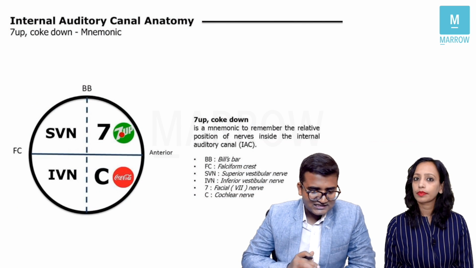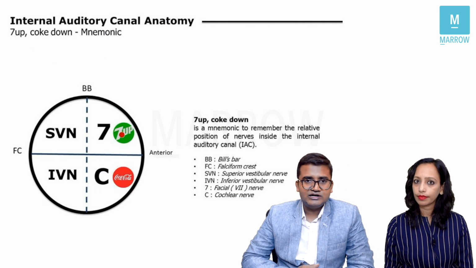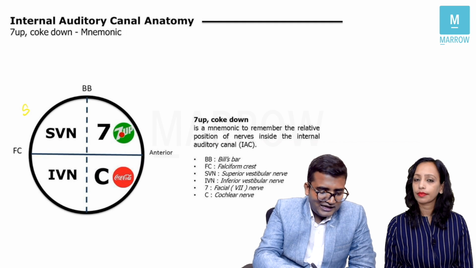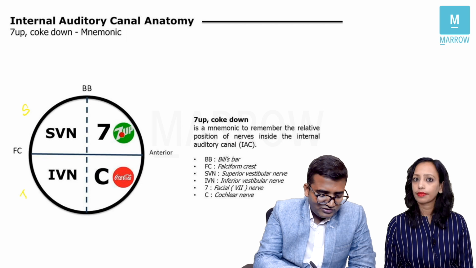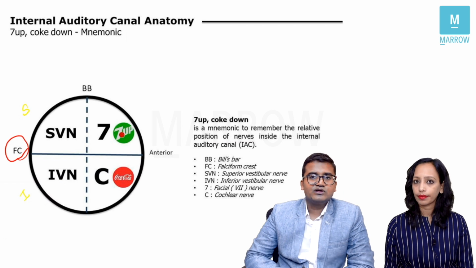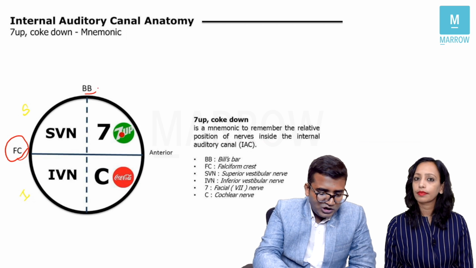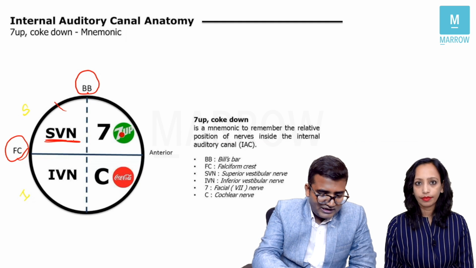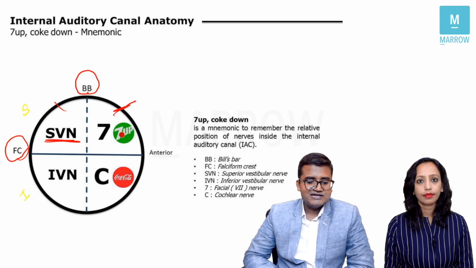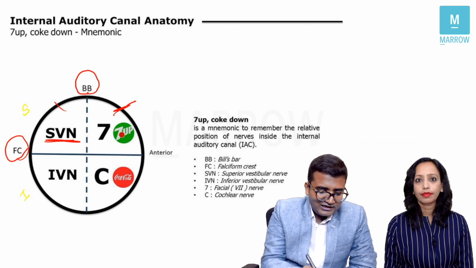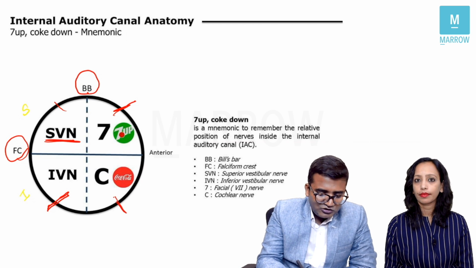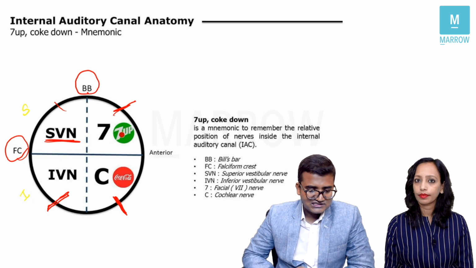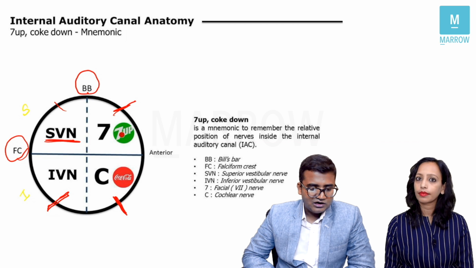And these are the structures passing through the internal auditory meatus. The internal auditory meatus we're going to divide into a superior part and an inferior part by means of this falciform crest. Superiorly, we have Bill's bar, which separates the anterior and the posterior part. Now the superior vestibular nerve and the facial nerve are passing through the superior part. Inferiorly, the inferior vestibular nerve and the cochlear nerve. Is that clear? Right. These are the various structures passing through the internal acoustic meatus.